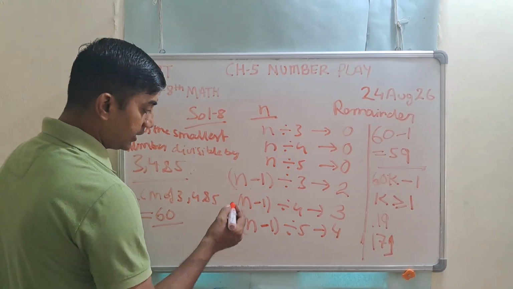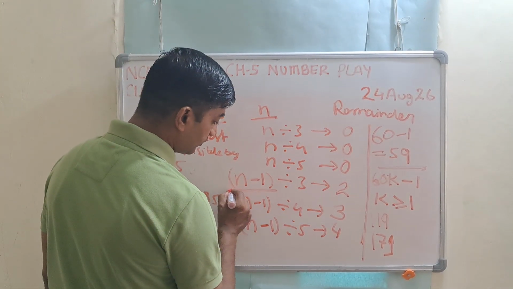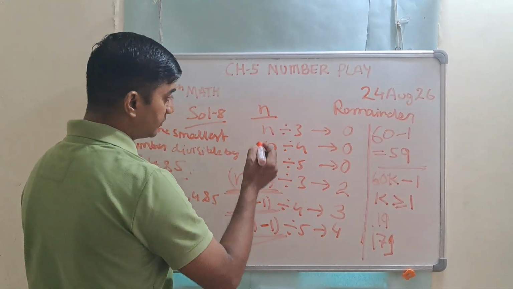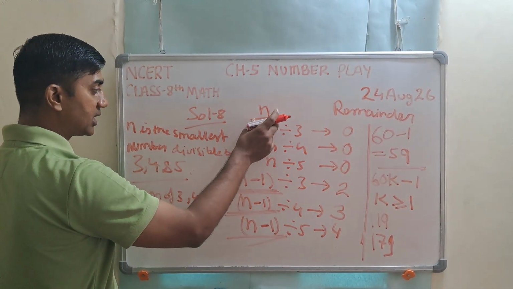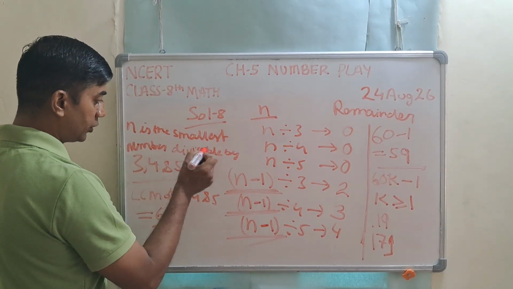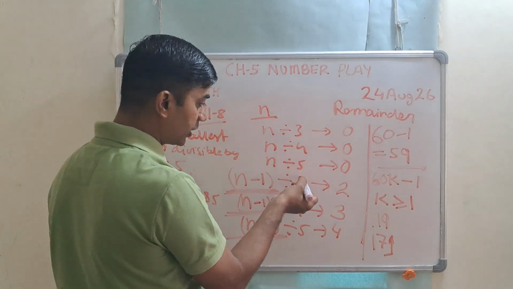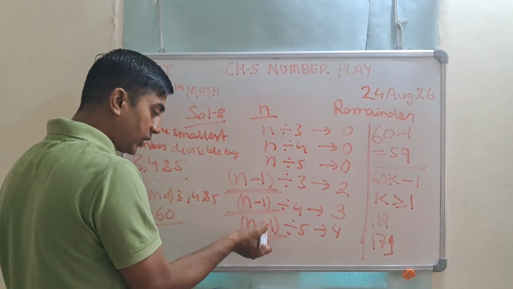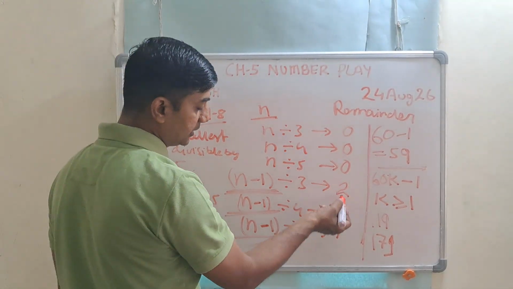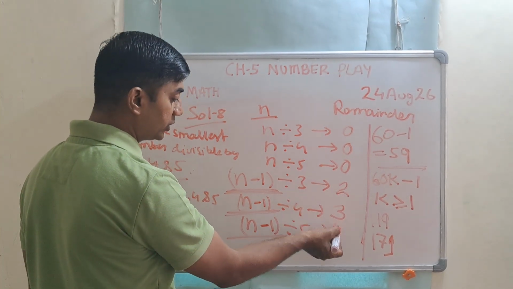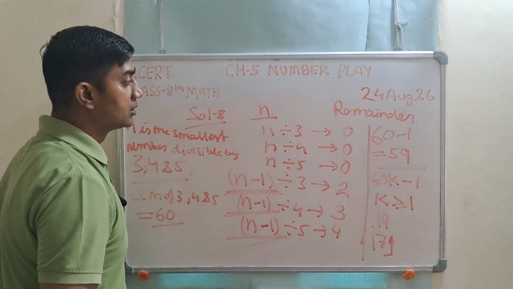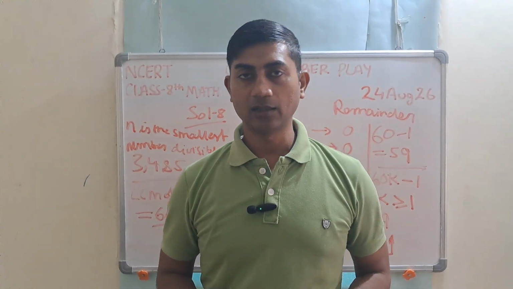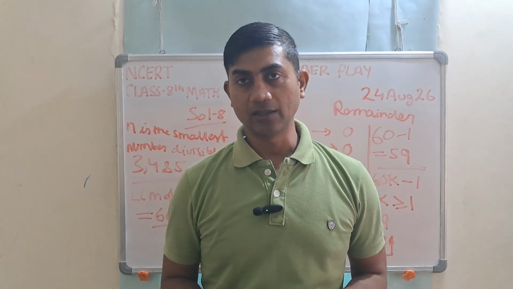So you have to just think that this is the expression according to our question, n minus 1. We started with the number n, which is the smallest number divisible by 3, 4 and 5, and then we satisfied the condition that when we subtract 1, we get the remainders 2, 3 and 4 respectively. So this is all about today's class. We have done all the problems of this exercise.